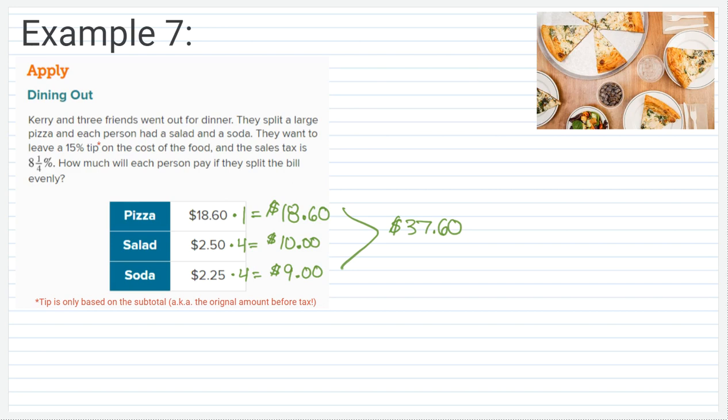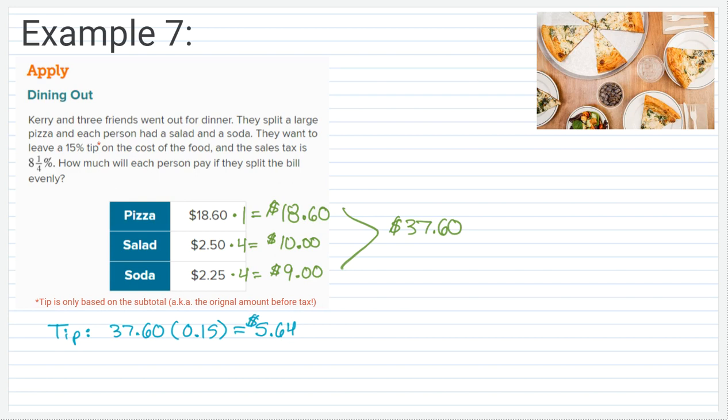So to figure out the amount of tip, again, we are going to be leaving a 15% tip. So the tip amount is going to be $37.60 multiplied by our tip as a decimal, which would be 15/100. And that's going to tell me that I am leaving a $5.64 tip. So now I know that price.